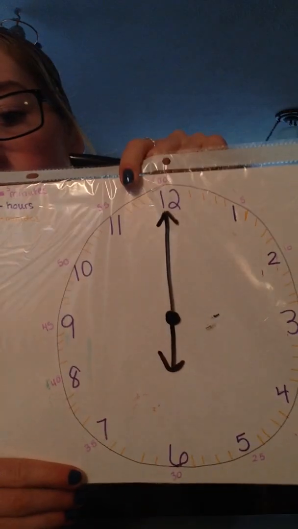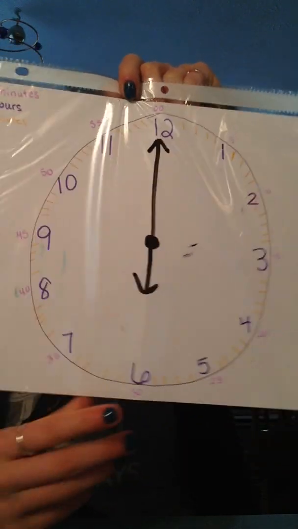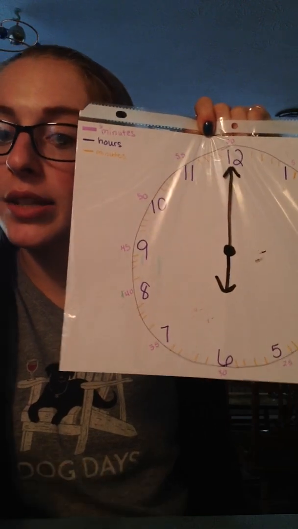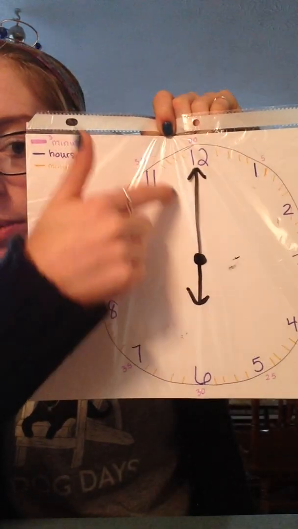This time, let's look at it. What's the hour hand pointing at? The 6. So what time is it? It's 6 o'clock because it's no minutes. This is the minute hand. It's not been any minutes. 0 minutes past 6. So it's 6 o'clock.